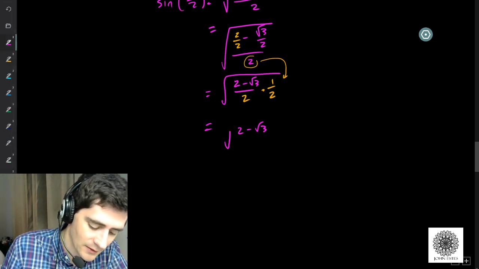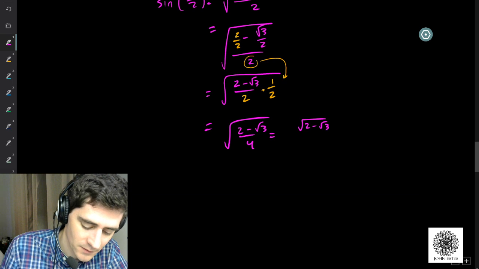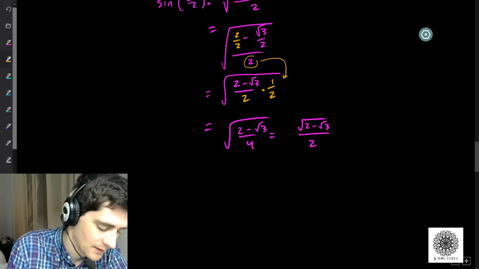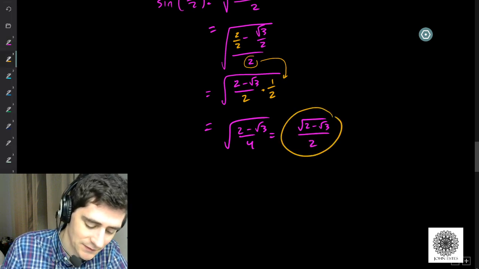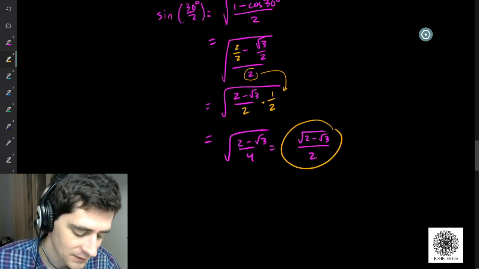And so we end up with that in the square root here. In my denominator, I have a 4. So that is the same thing as the square root of 2 minus root 3, all over 2. Yeah, that makes a little bit more sense. I apologize for the error. But hopefully that makes sense to you.